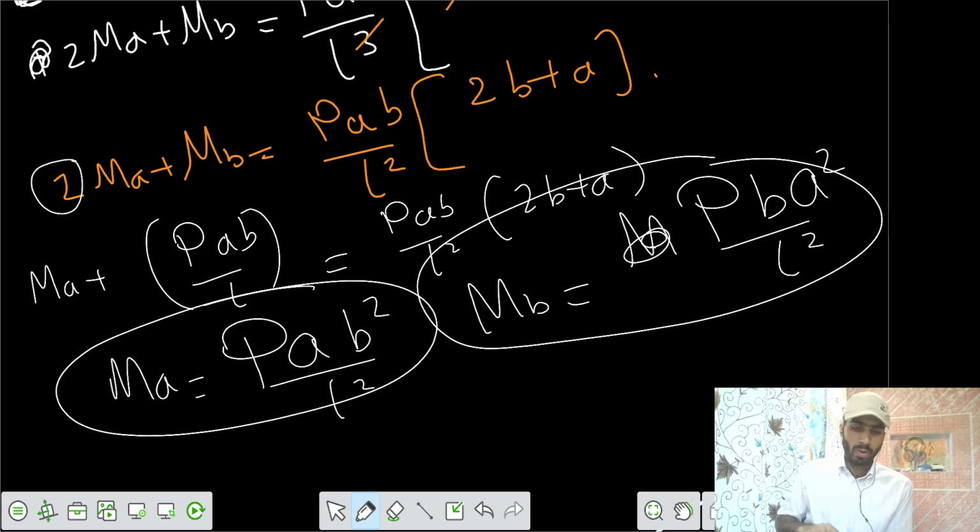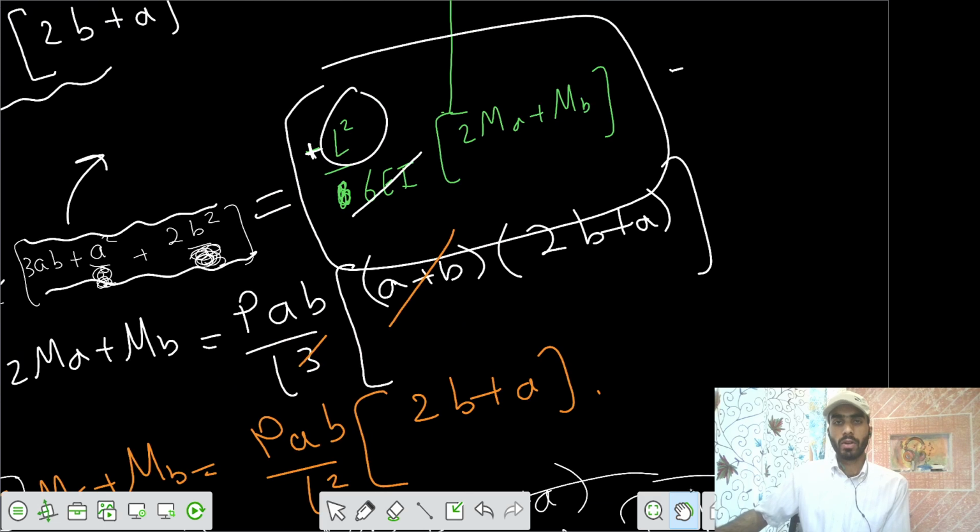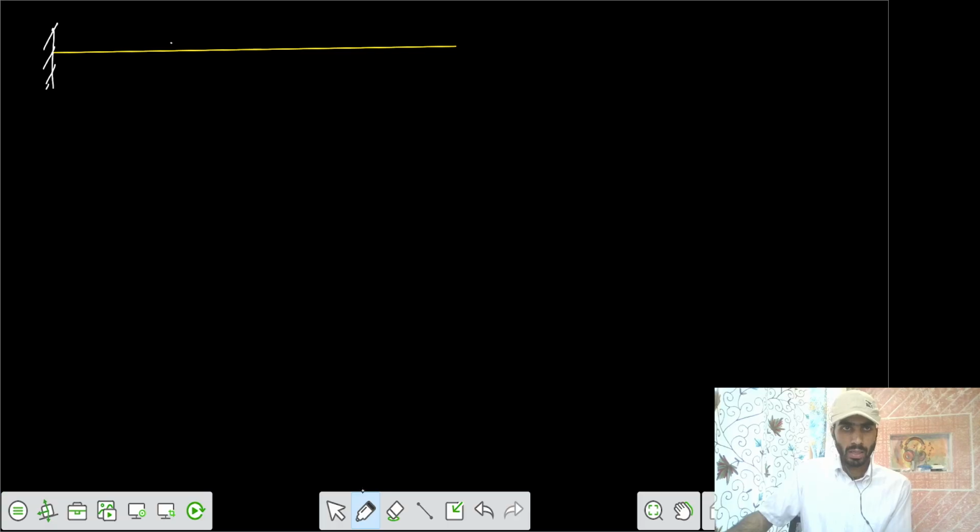Now we have one more problem we can solve. This problem is about the internal hinge concept. Here is an internal hinge at point B. Then after that there is a point C where a point load of P is acting, and after that you have a roller support at D.